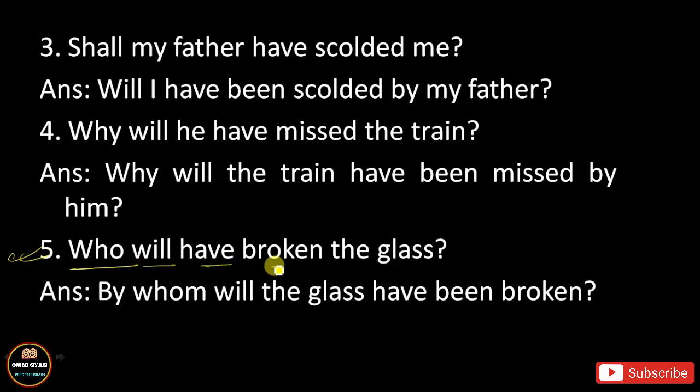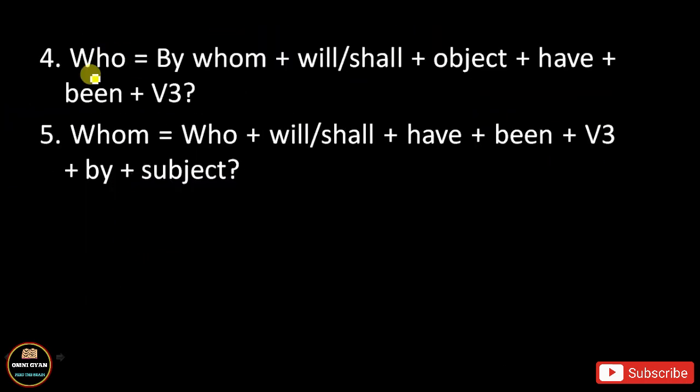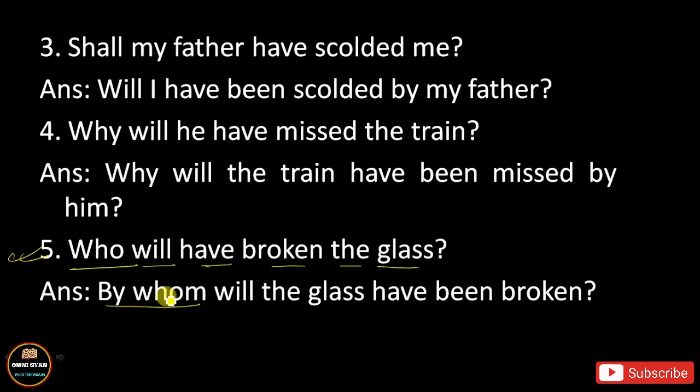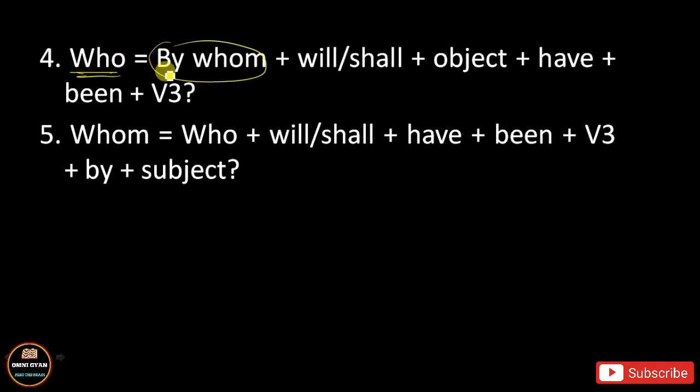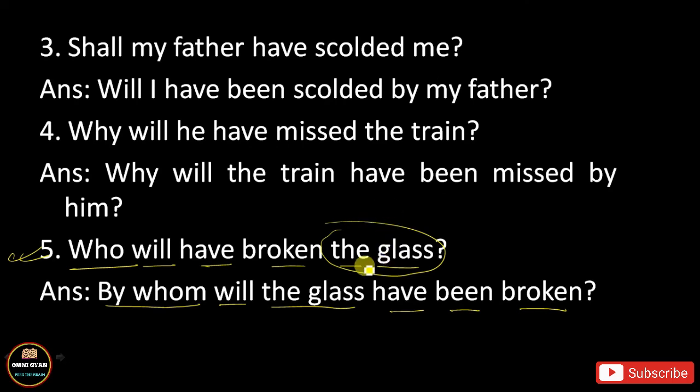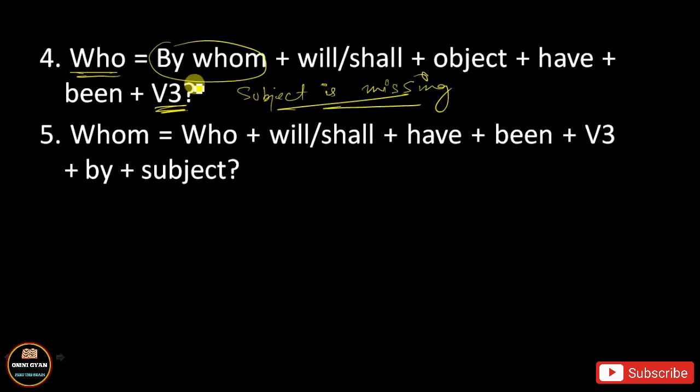Who will have broken the glass? Alright. So for who, okay, let me take you back. For who, you have to start your sentence with by whom. So by whom. Alright. So by whom, after that will, after that object, the glass is the object. By whom will the glass have been broken? There is no subject. I told you that who में subject missing रहता है. Subject is missing. जब भी who से शुरू होगा आप देखेंगे subject is missing. तो subject is missing. That is why we are ending the sentence with verb third form and then question mark because there is no subject. And moreover, by we have already used here.